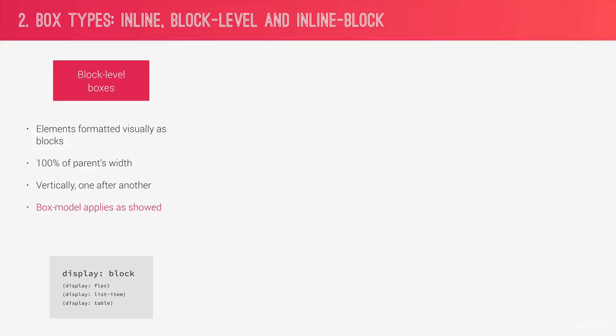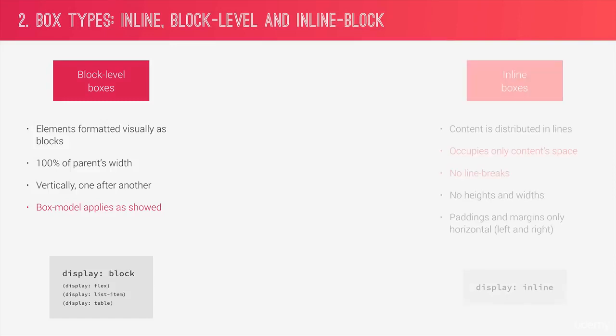Okay, so being a block level box, this box will always occupy as much space as possible, which is usually 100% of its parent width, and create line breaks after and before it, meaning that blocks are formatted vertically one after another. Now, about inline boxes, they're basically the opposite of block level boxes, because their content is distributed in lines, meaning that an inline box only occupies the space that its content actually needs. Therefore, they also don't cause line breaks after or before them, but instead, they just sit inside their block level parent element.